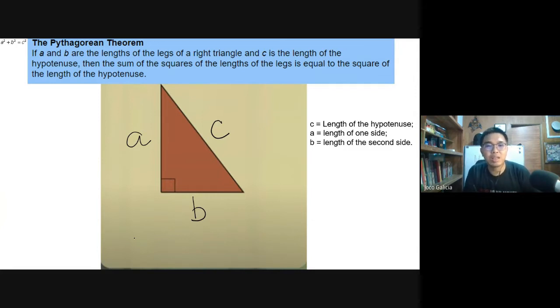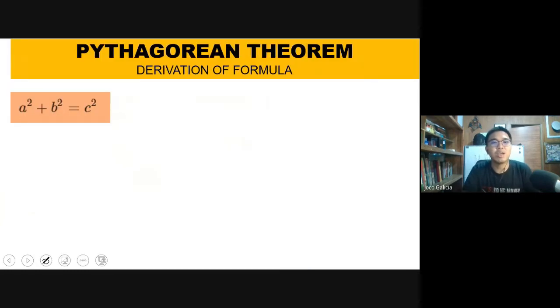Now, ano ang magiging formula natin? Ang magiging formula natin ay A squared plus B squared is equal to C squared. Ayan. So, sir, pwede po ba magkabaliktad, which is C squared is equal to A squared plus B squared? Yes, pwede magkabaliktad yan. Let's try nga, i-derive natin yung Pythagorean Theorem. A squared plus B squared is equal to C squared.